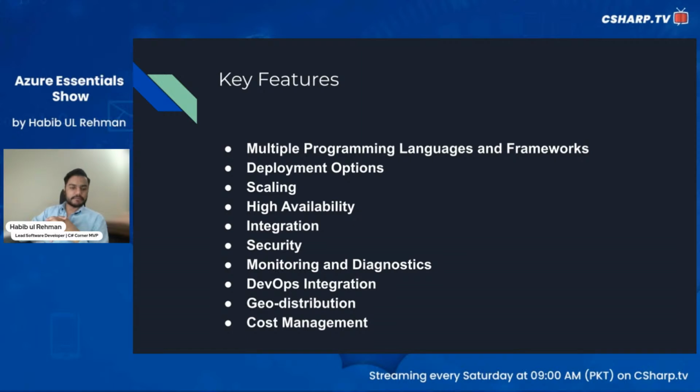And then if we move to scaling options, App Service allows both vertical scaling and horizontal scaling. We will discuss further in the next episode, next slides. Then we have high availability. Apps deployed on Azure App Services benefit from Azure's global scale and availability. It automatically load balances traffic across instances to ensure high availability. Then there is seamless integration with Azure services such as Azure SQL Database, Cosmos DB, or Active Directory. So it's very easy to integrate.